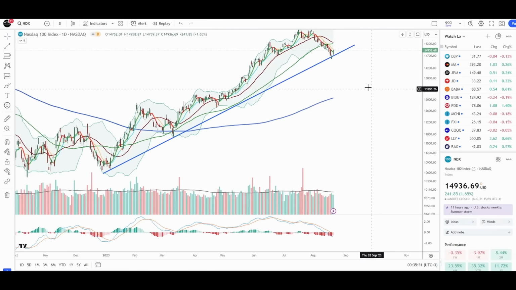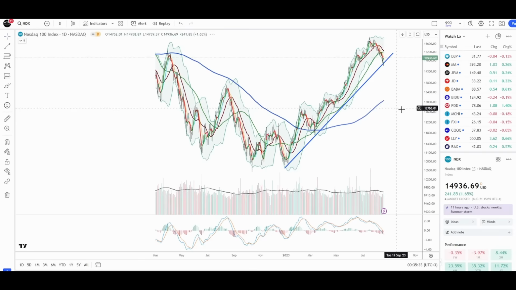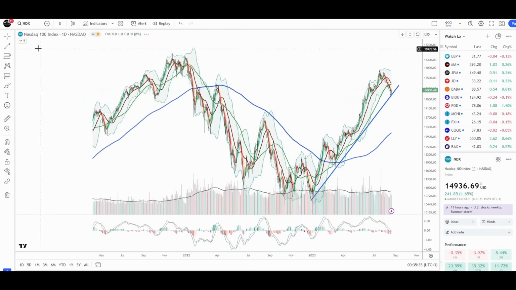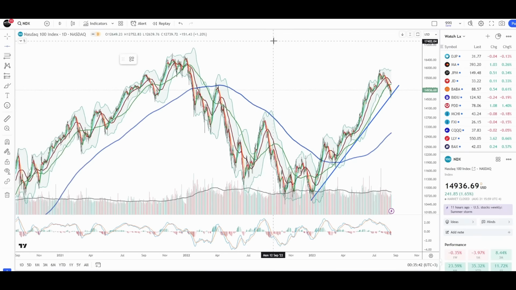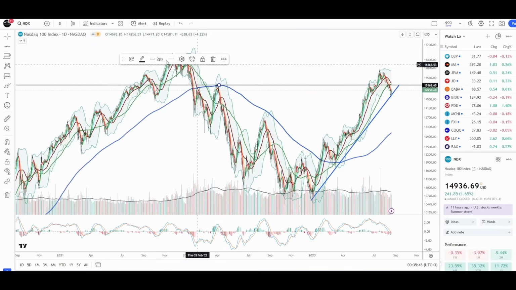Where's the next level of major support on the NASDAQ? The NDX. Well, let's use the same horizontal line tool. Okay, a lot of reactions here. Resistance, resistance, resistance. So this is obviously a key level. Let's add a level here.